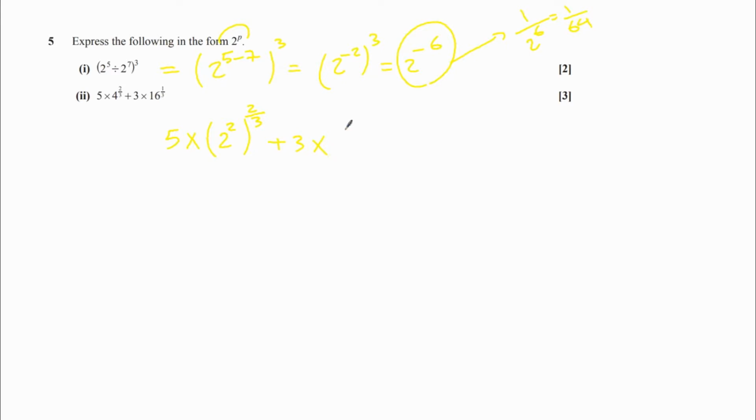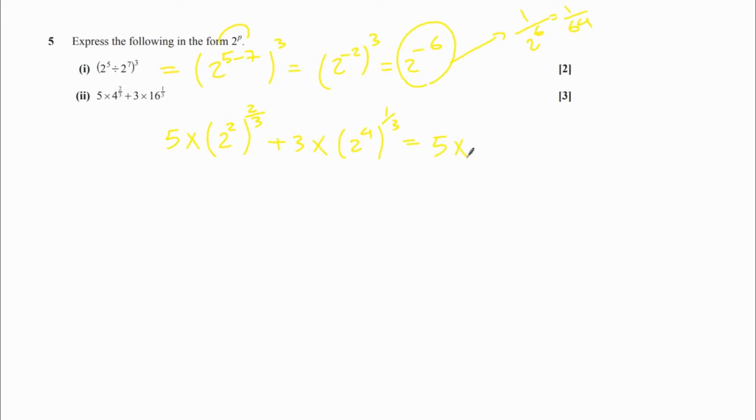Again, for 16, I can write 2 to the power of 4. I need to convert this 4 and 16 to 2 to a power, so that I can achieve the form that we are looking for. So I'm just writing 2 to the power of 4, all of that to the power of 1 over 3. So this would be 5 times.